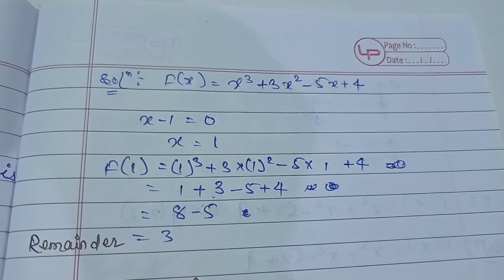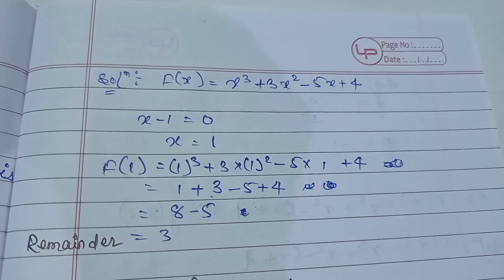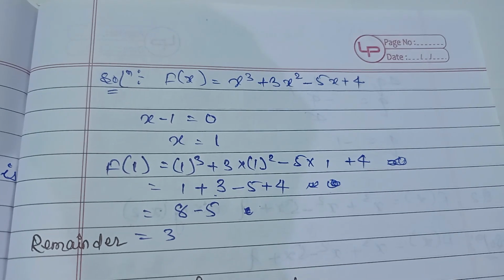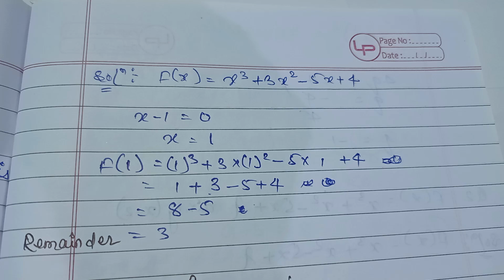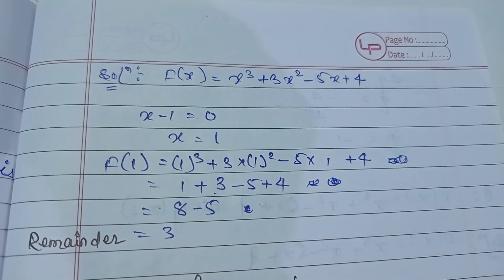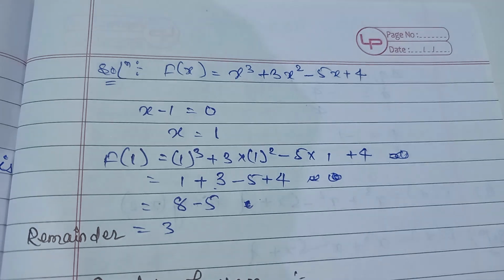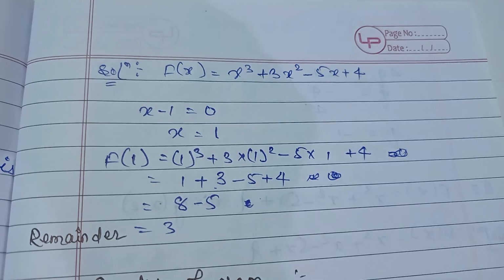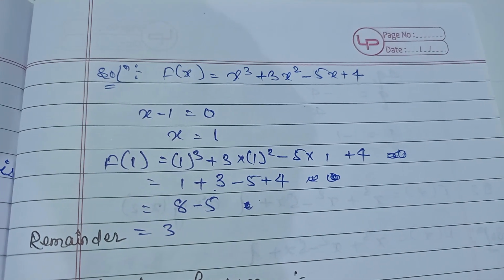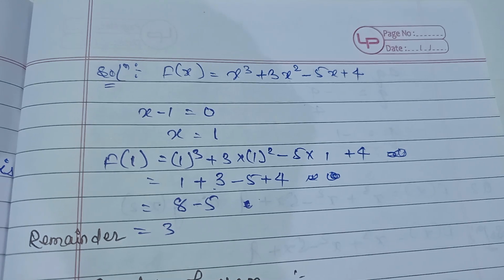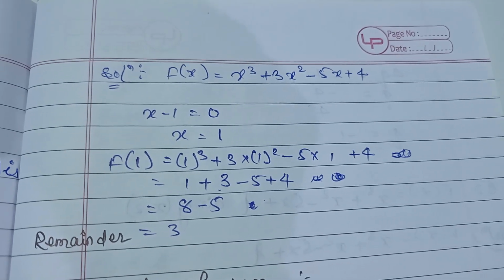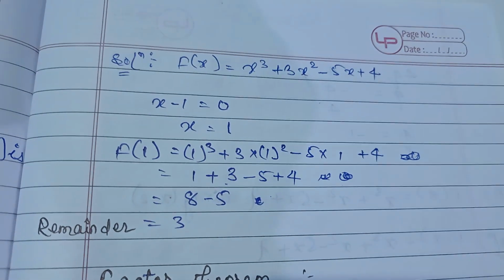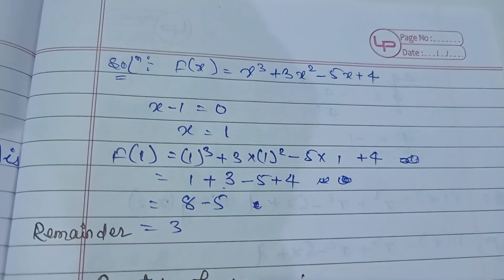So let's solve it. p(x) = x³ + 3x² − 5x + 4. Here we take x − 1 = 0, so x = 1. Putting this value of x in p(x), we get 1³ + 3 × 1² − 5 × 1 + 4. So we easily find the remainder, that is 3.